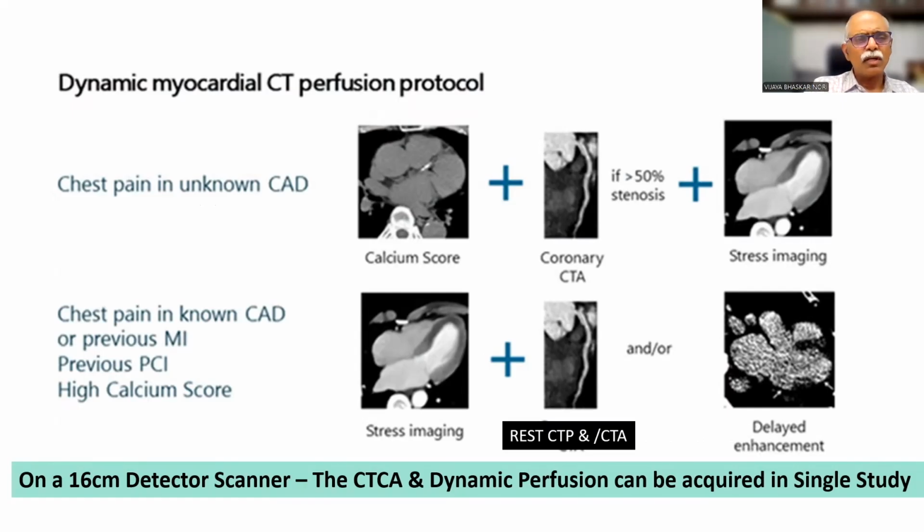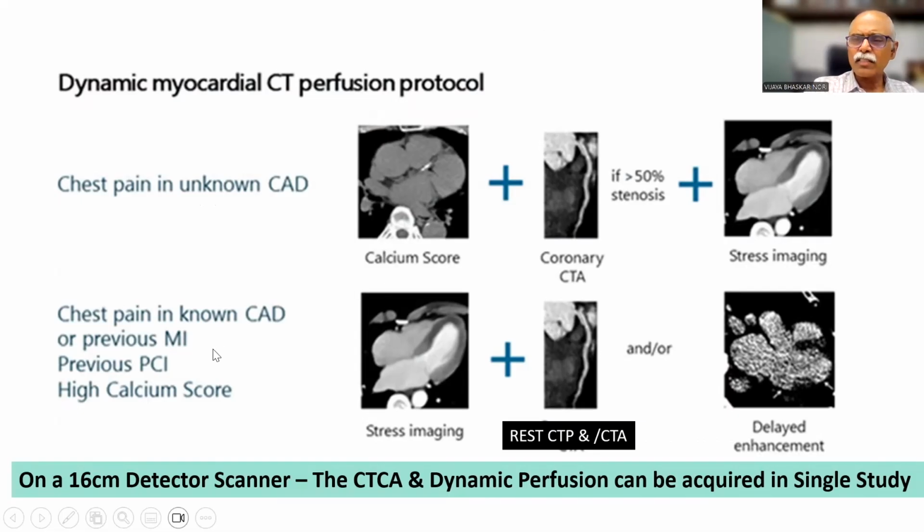Generally followed: if there is chest pain in unknown CAD, you don't know it's CAD, just chest pain, do a calcium score first, and after the calcium score, do a coronary CT angiogram. If the coronary CT angiogram shows stenosis more than 50%, go and do a CT stress perfusion to look at the hemodynamic significance of the more than 50% stenosis.